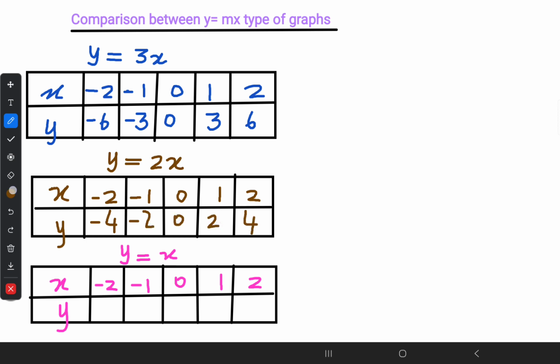Here, negative 2 times 2 is negative 4, then negative 2, 0, 2 and 4. And next one, y equals x. So the x value is the same for y as well. y is negative 2, negative 1, 0, 1, 2.